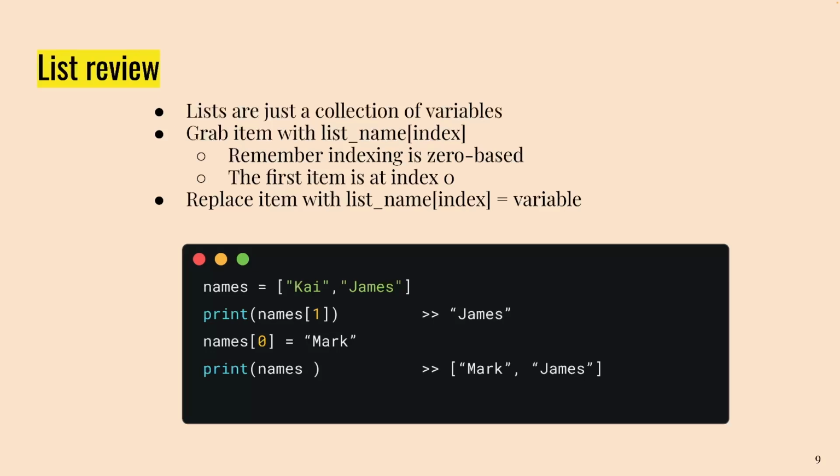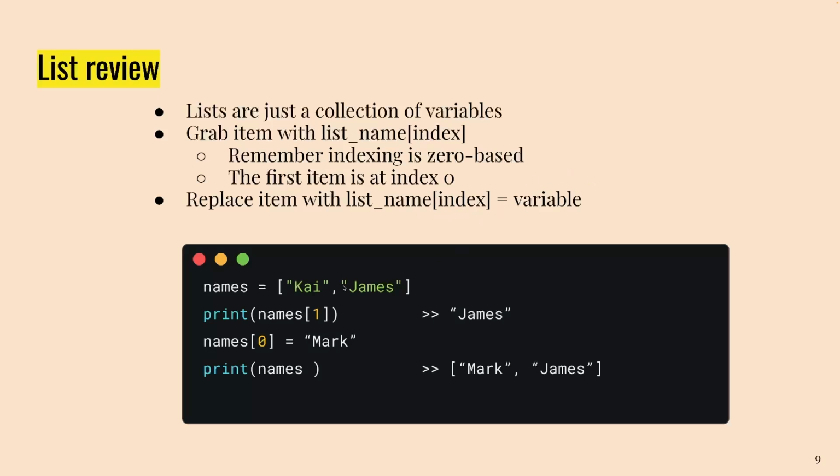To access an item inside a list, you will type the name of the list, put square brackets, and write the index. In Python, indexing is zero-based, which means the first item in a list is at index 0. To replace an item in a list, you will type the name of the list with square brackets, include an index, and set it equal to a variable.